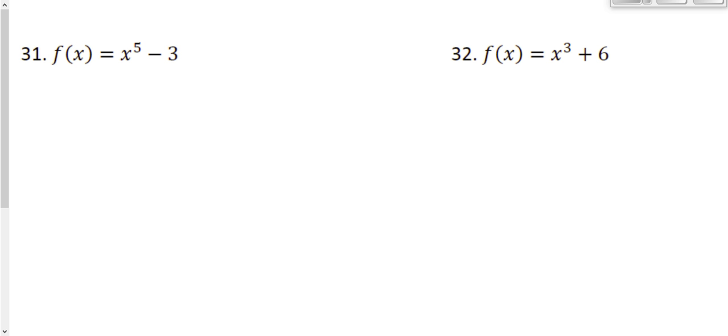Alright, in this last video we're going to take a look at Unit 6.7 for our Unit 6 review, and we're going to pick up with question 31 from the review packet. And this is asking us to find the inverses of the following radical expressions. So we'll start with 31.